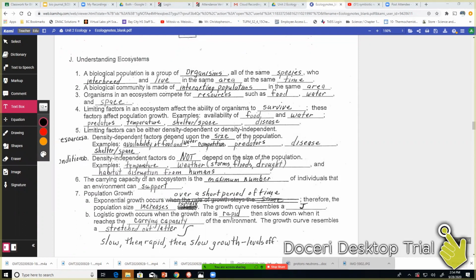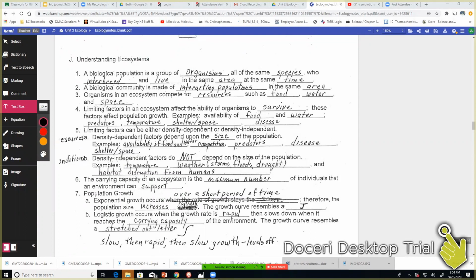A biological community is made of interacting populations in the same area. So now we're putting different species together, like in our town, Bay City. Organisms in any kind of ecosystem are going to compete for resources such as food, water, and space.